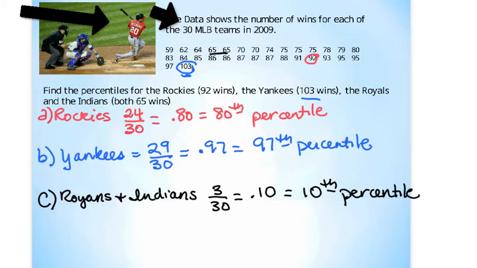So percentile is not, if you get something back that says, oh, you scored a 97%. No, you were in the 97th percentile. That means 97% of the population did worse than you did. Percentiles can be very nice to look at in comparison to other things.